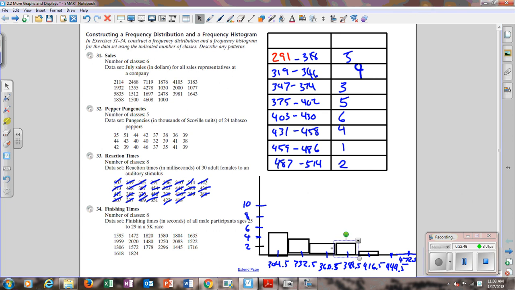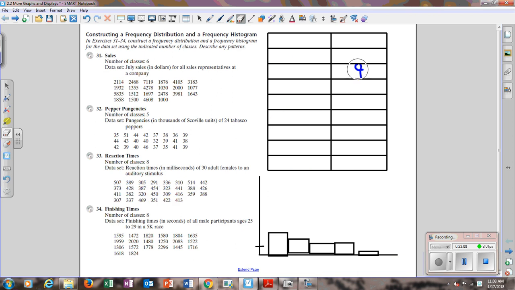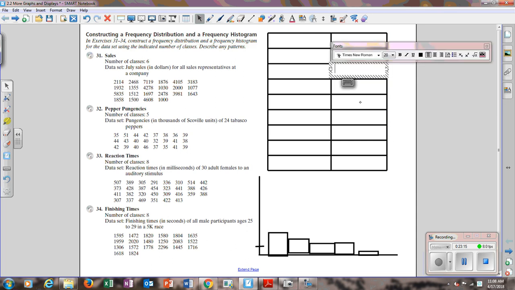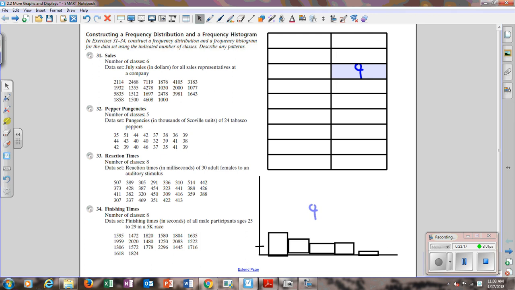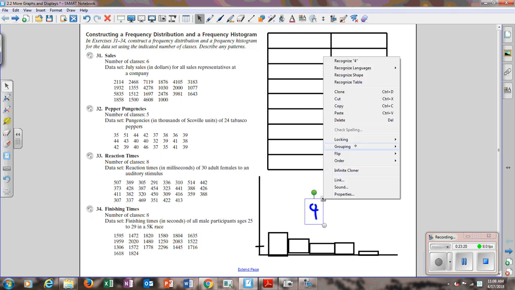I think you guys understand how to do the histograms. You gotta make sure they touch, and then just find the midpoints and draw it in. We'll move on so that we can get done with this sooner rather than later. Alright, finishing times. So from now on, I'm just going to do your frequency distribution chart. I don't know what the deal with this 4 is. It's not wanting to go anywhere.